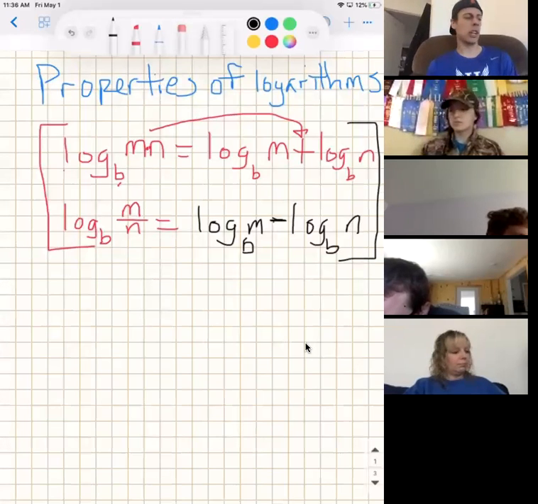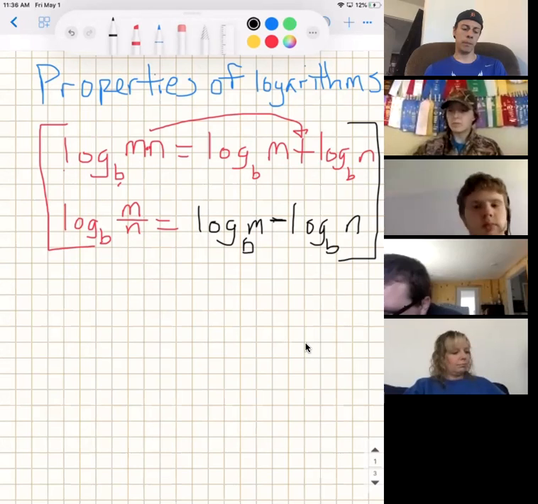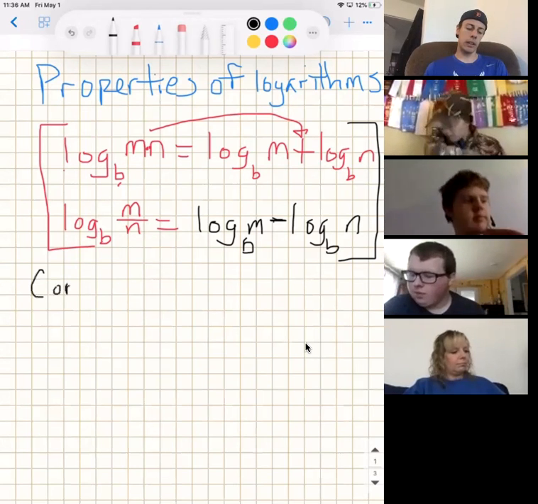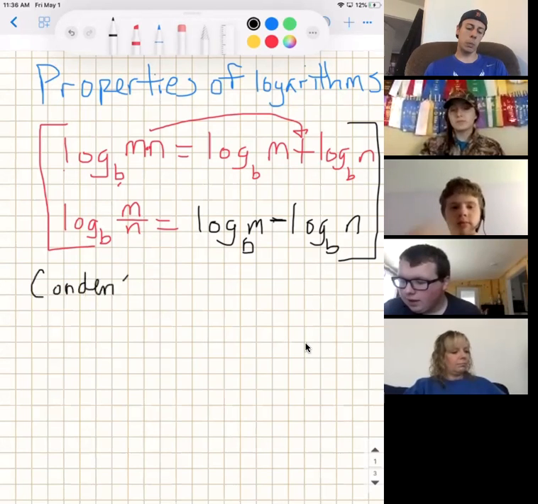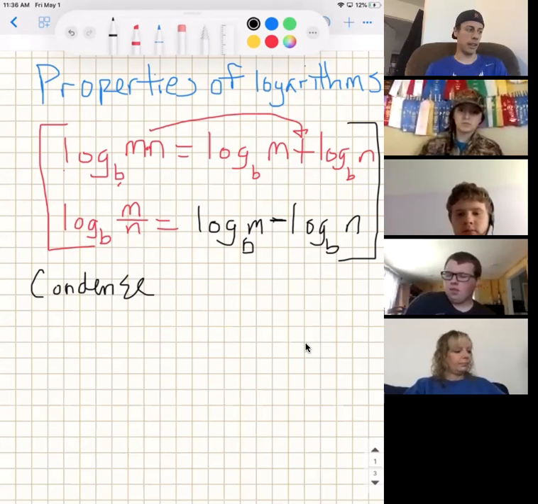Okay. These would be the two big ones. All right, two big ones. We'll talk about one more towards the end of class today, but these are going to be two key properties of logarithms, and we'll get a little bit of work with this. So the first one, we're going to condense it, okay? And the idea is we're going to start with three logarithms, and we're going to try to put it all into one logarithm at the end, okay?